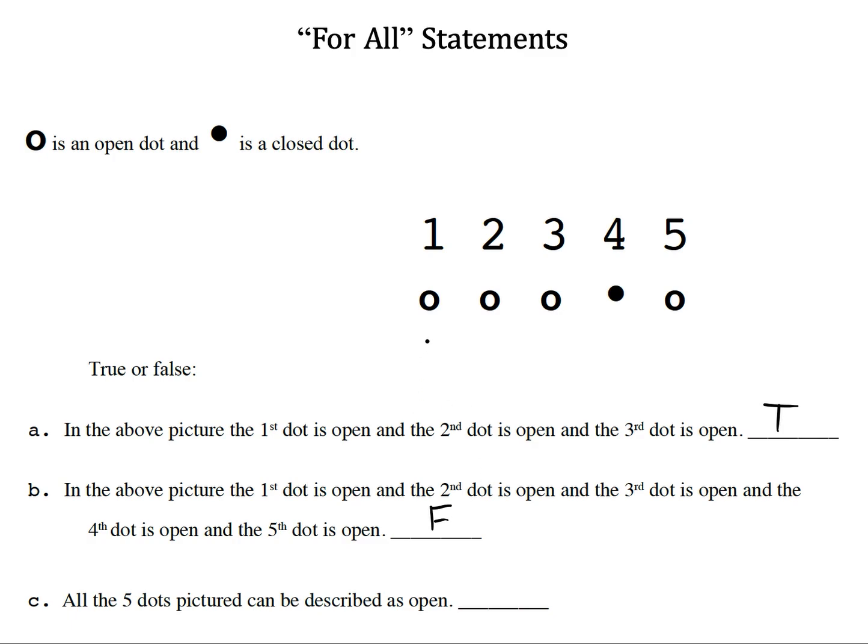Because even though they told the truth about the first dot, and the second dot, and the third dot, and even the fifth dot, the fact that the fourth dot was not open means that the fourth statement right here was wrong. And so what we can say then is that dot 4 is called in logic a counterexample.